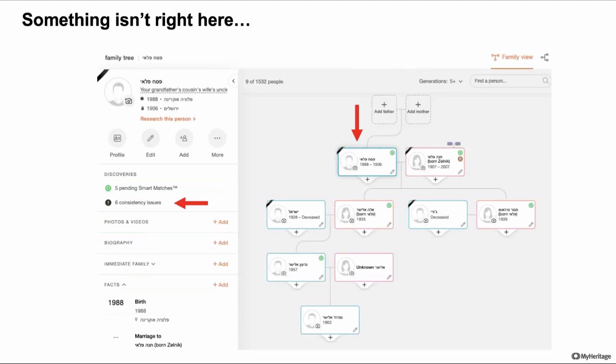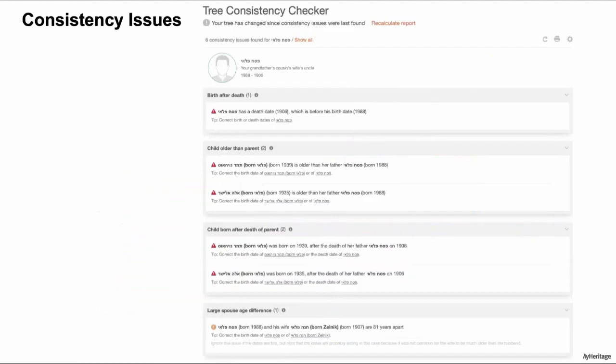And I could have found that out through the consistency checker, which checks for consistency issues. Let's click on this 6 consistency issues about this person. And you can see that it found a lot of problems, exactly what I mentioned: that his death is before his birth, that his children are actually older than him, that they were born before he died, and so on. And the large age difference, this is how we came to this problem with this 81 years.